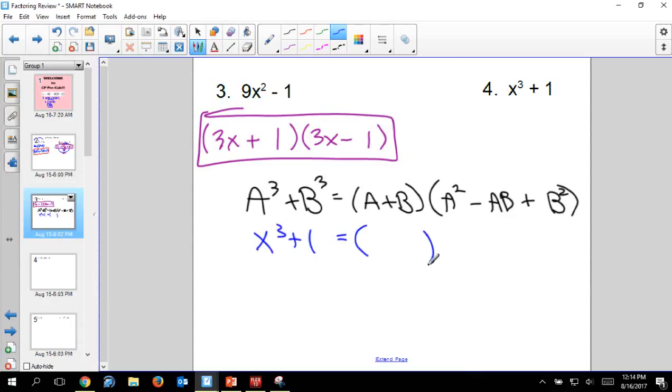The first parenthesis, we have to cube root each of these. So what's the cube root of x cubed? X. The cube root of 1. 1 to the third is 1. Right? So 1. Second parenthesis, we're going to square the first term. So x squared. At the end, I square the last term. So 1. In the middle, we do minus and the 2 multiply together.